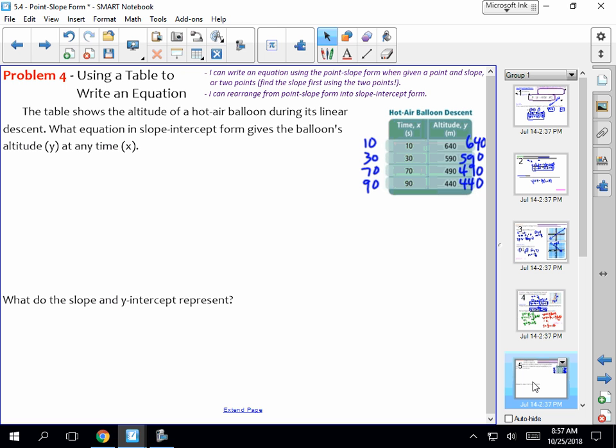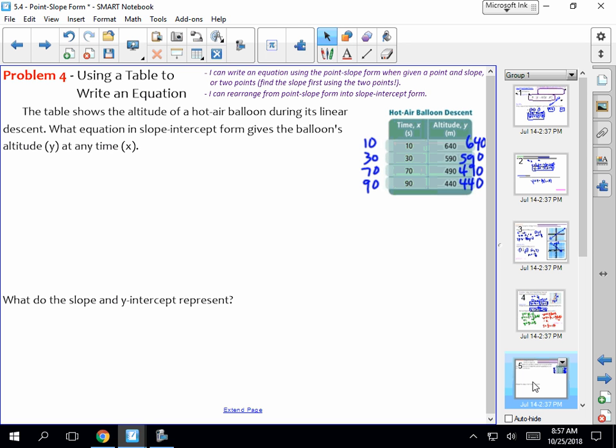So it says the table shows the altitude of a hot air balloon during its linear descent. So descent would mean going down. What equation in slope-intercept form gives the balloon's altitude y at any time x? So here's what we're going to do. This is equivalent to asking you to write the equation of a line through 2 points. Now I realize there are 4 points here. There are 4 points, right? These are like real-life data points.